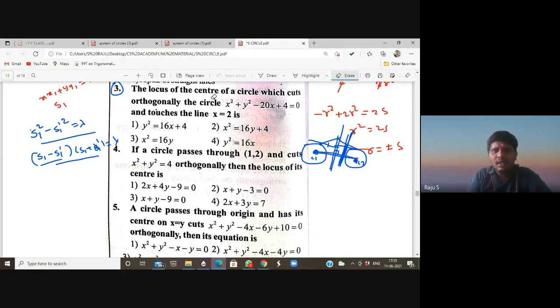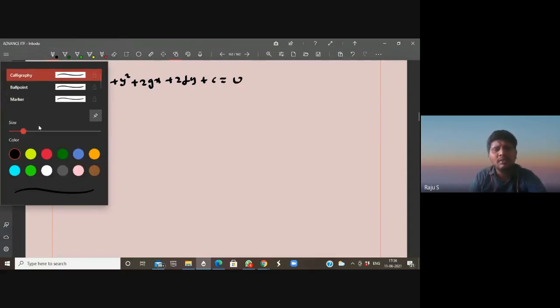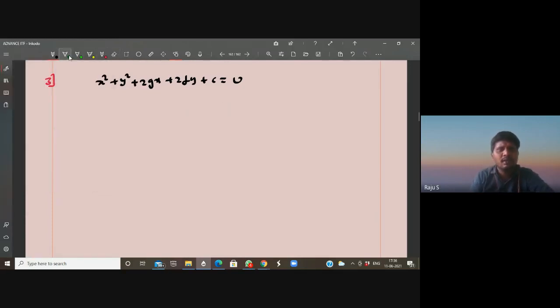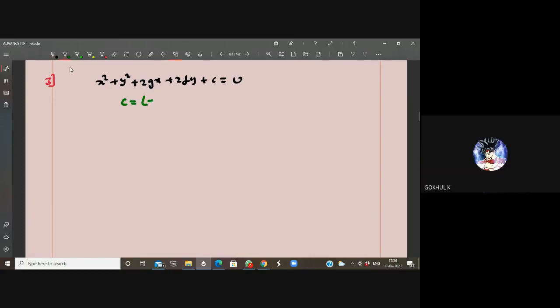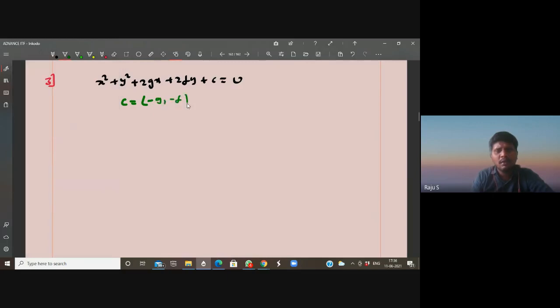Simple. The locus of the center of the circle means first we have to consider one circle. I am going to take a circle, that is question number 3. Whenever we get this kind of question, we take the general form: x square plus y square plus 2gx plus 2fy plus c is equal to 0. Now can you tell me what is the center here? The center of the circle is minus g, minus f.